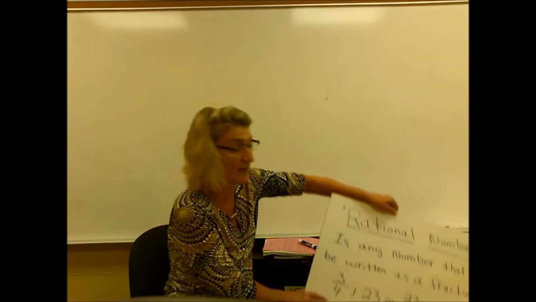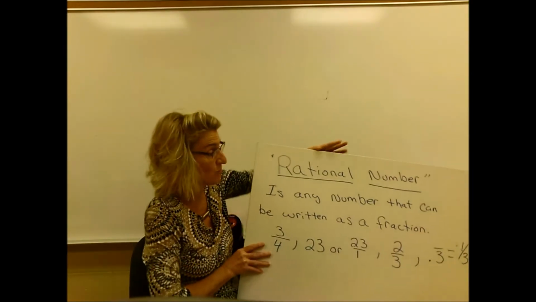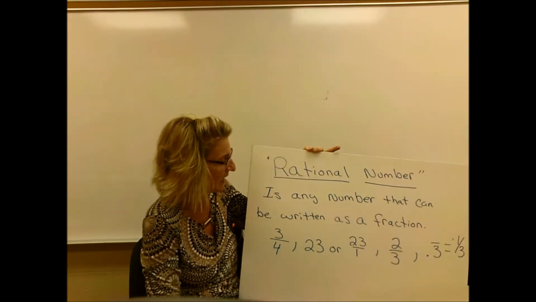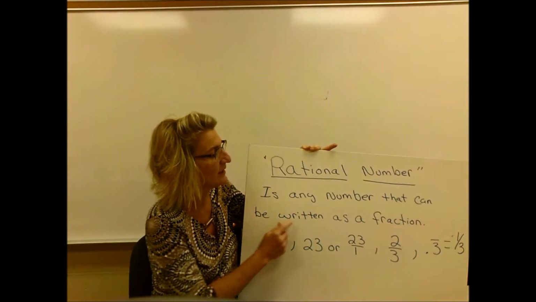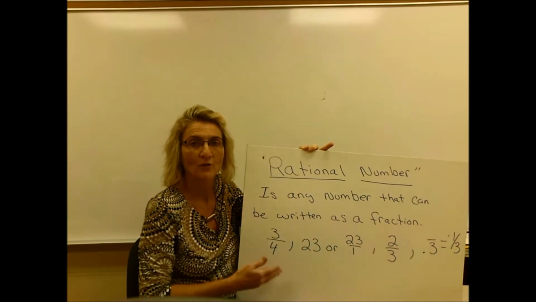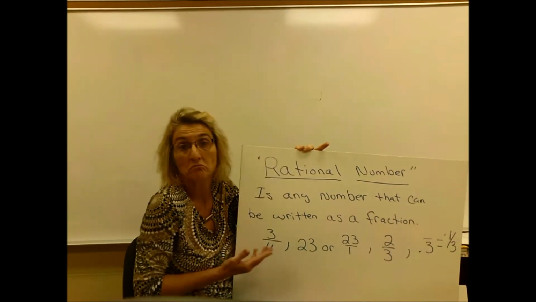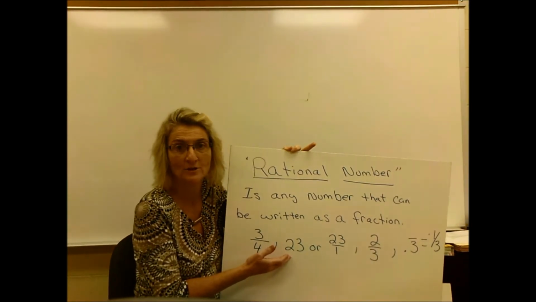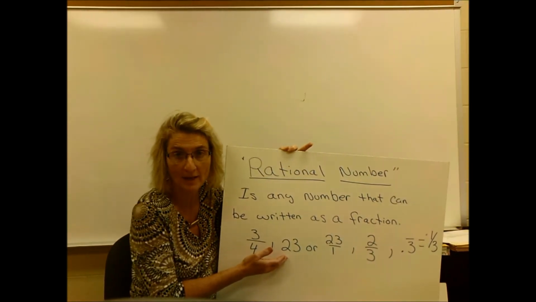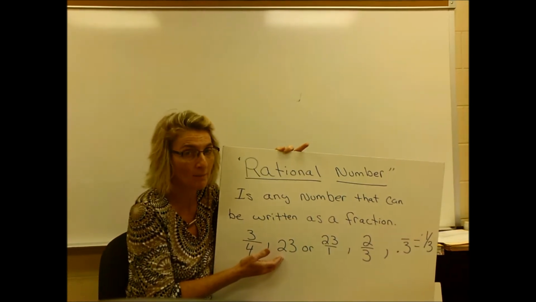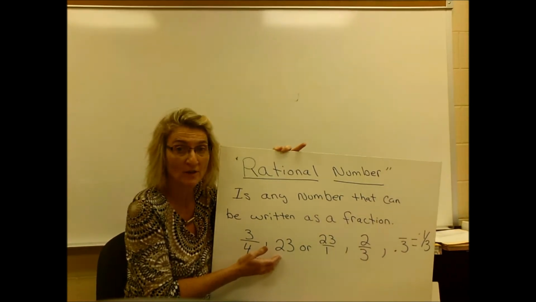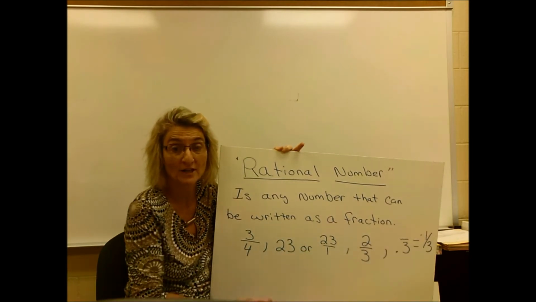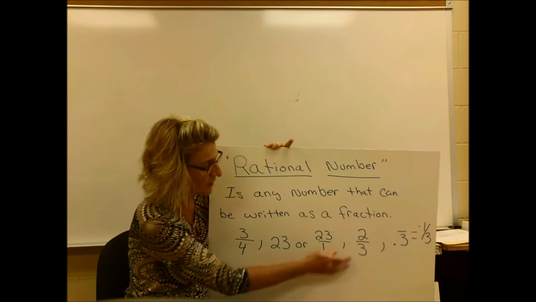My first word, and again, that's the name of our unit, is rational number. And a rational number is any number that can be written as a fraction. For example, 3/4, it's a fraction. 23. I know what you're thinking. No, I've not bumped my head. 23 is a whole number, but it can also be written as 23/1. That's a fraction, and it's found on the number line.